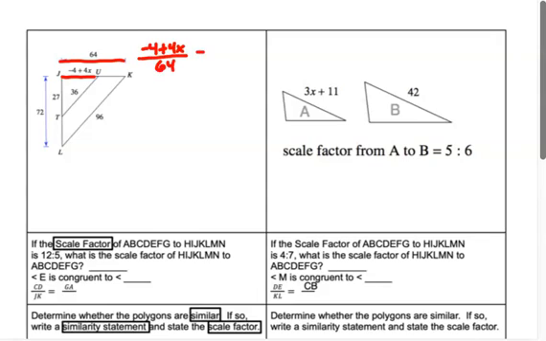I need something to set that equal to, so hopefully I have a pair of sides that correspond, and I know both of the numbers. I actually have two that I could use. I could use the 27 and 72. I'm going to use the 36 and the 96. And from here, I can cross multiply and I can solve.